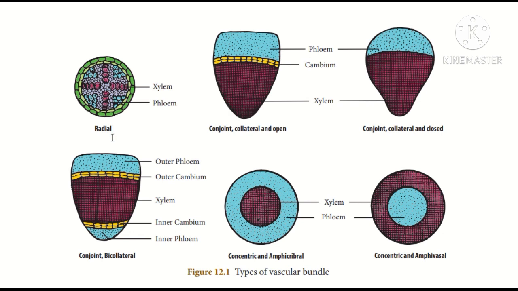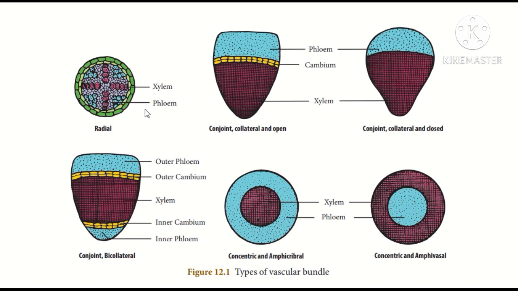And now what is a radial arrangement? This is xylem, this is phloem labeled in the diagram. When the xylem and the phloem are arranged on different radii, alternating with each other, it is called radial bundles. What is the meaning of the word radial?